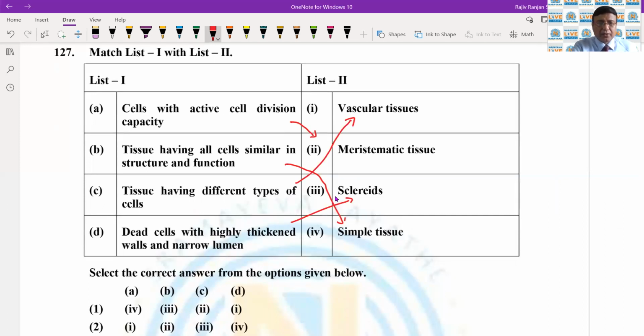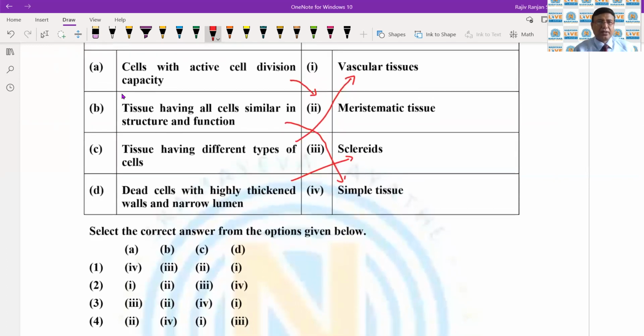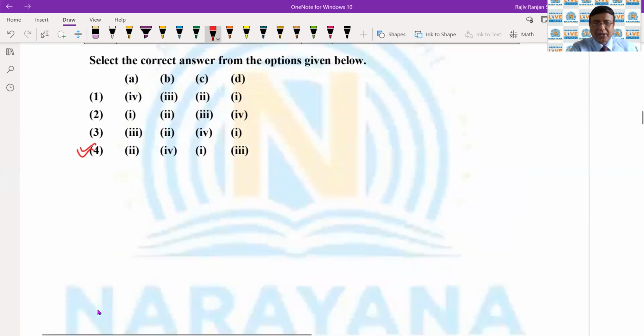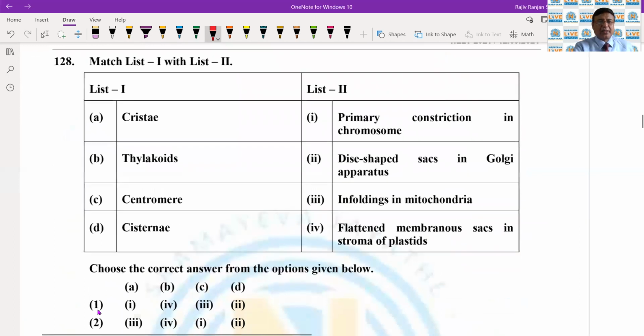Okay. So now let's see the options. So here A for 2. B for 4. C for 1. And D for 3. So the correct option is 4. Okay. So let's now move over to the next question. Question number 128. Match list 1 with list 2.